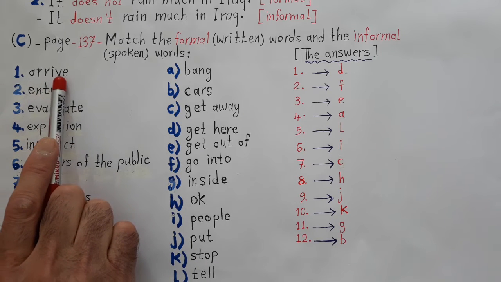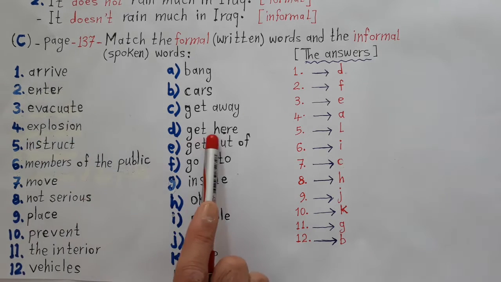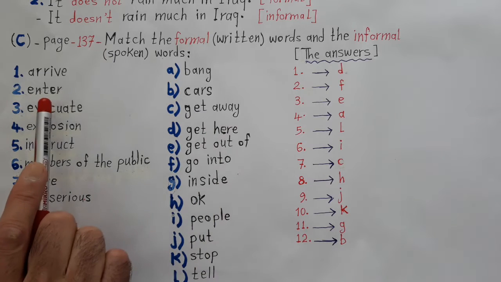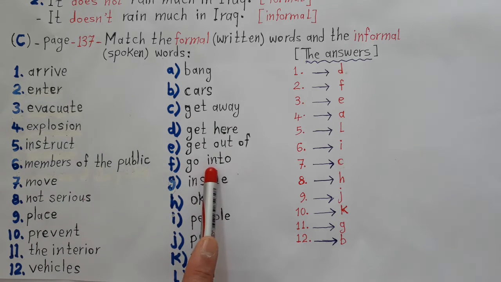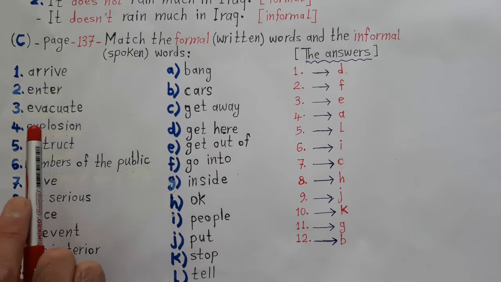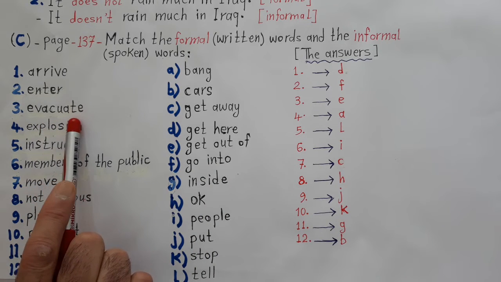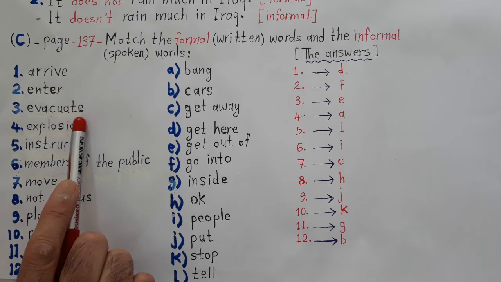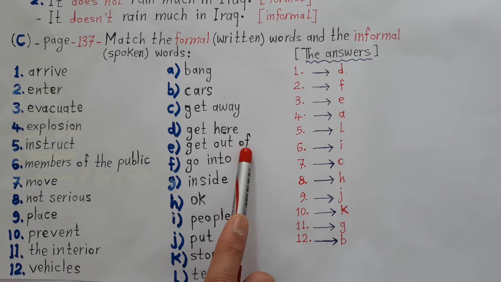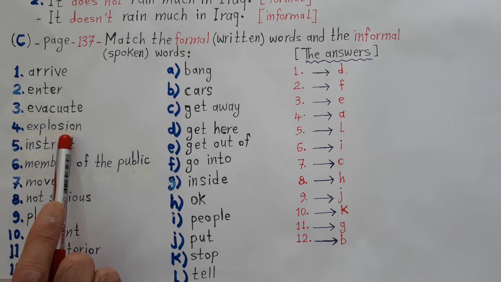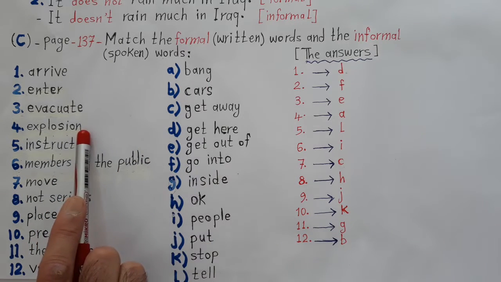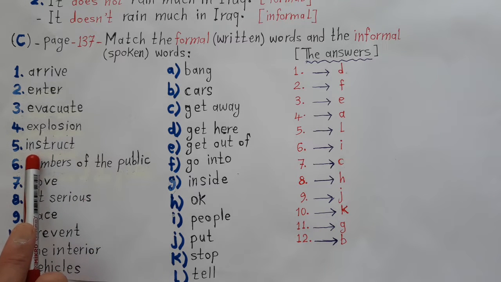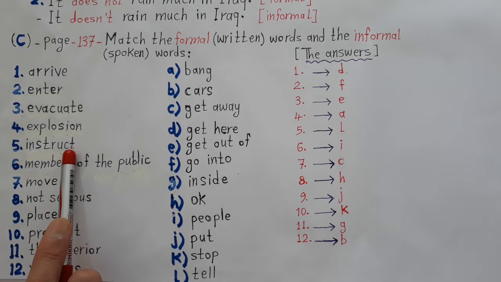Number one, arrive, يصل. Get here. Number two, enter. Go into, يدخل. Number three, evacuate, يخلي أو يخرج. Get out of. Number four, explosion, مع bang, انفجار. Number five, instruct, يرشد أو يخبر, مع tell, يخبر.